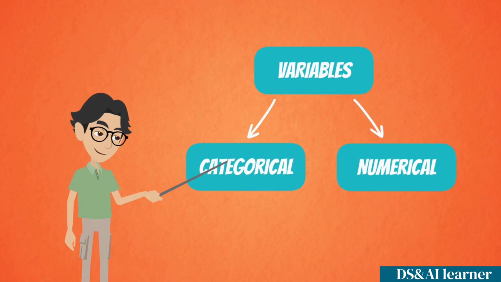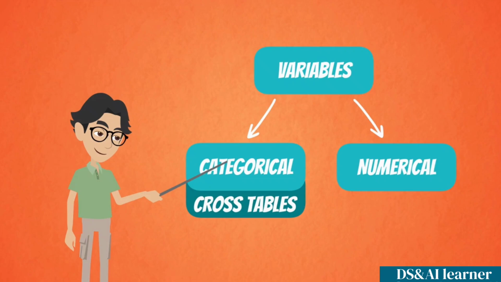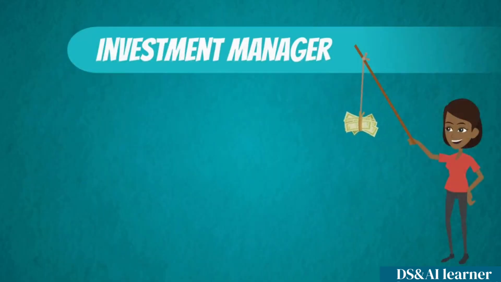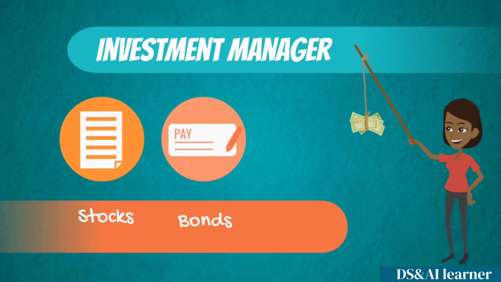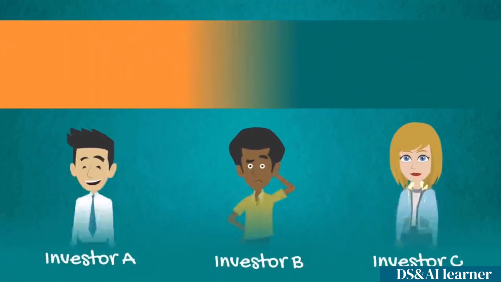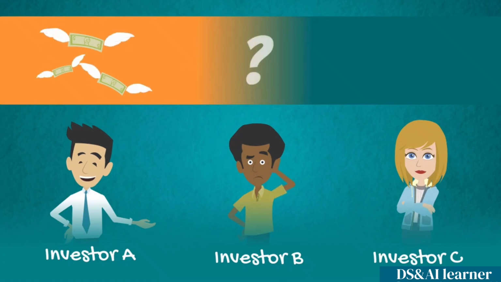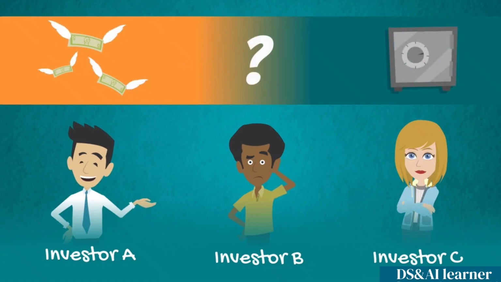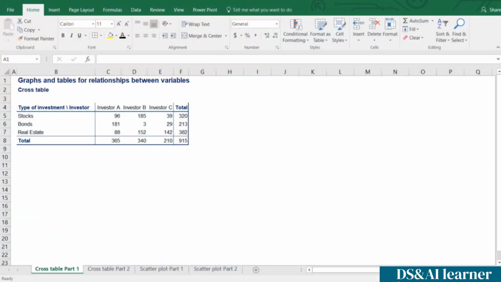The most common way to represent them is using cross-tables, or as some statisticians call them, contingency tables. Imagine you are an investment manager and you manage stocks, bonds, and real estate investments for 3 different investors. Each of them has a different idea of risk, and hence their money is allocated in a different way among the 3 asset classes. A cross-table representing all the data looks in the following way.